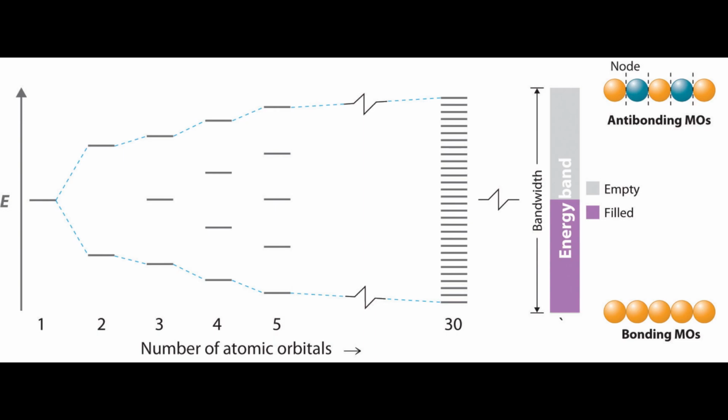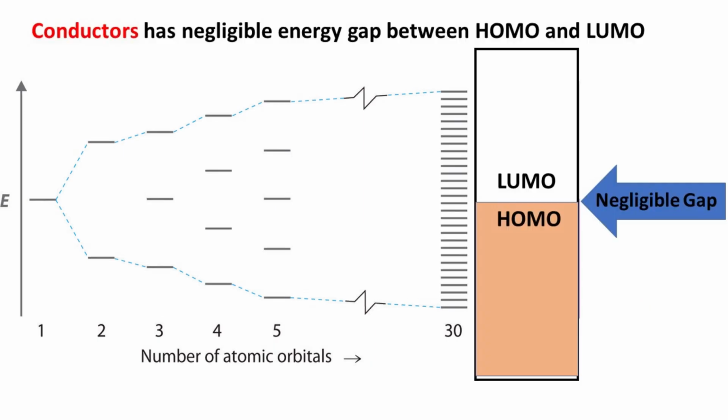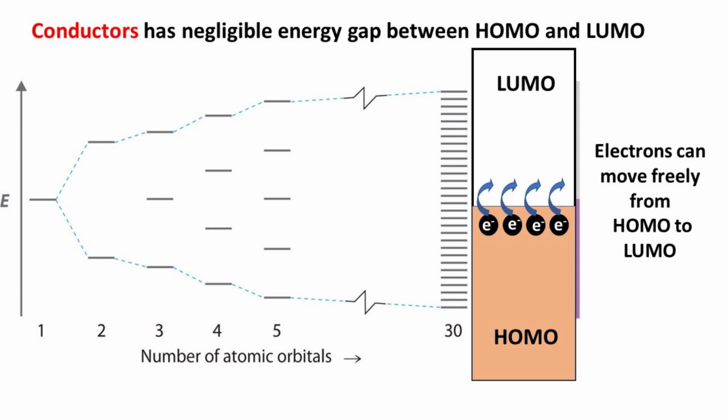Since the lower energy bonding orbitals fill up first, while the higher energy anti-bonding orbitals are left empty, the atoms are first bound together by electrons in these orbitals. Second, the essential characteristic of a conductor is that electrons can flow easily between orbitals, since the energy difference between the highest occupied molecular orbital and the lowest vacant molecular orbital in a conductor is minuscule, which permits it to carry electrical current.